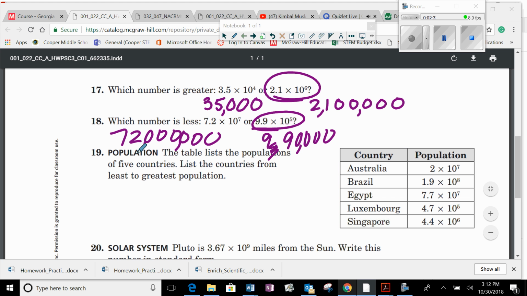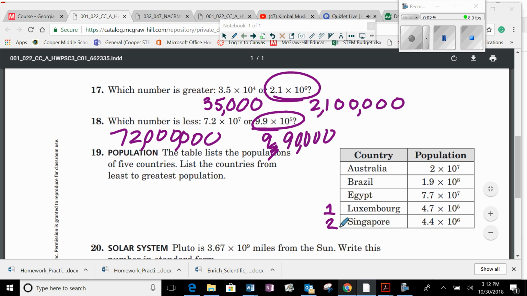Okay? For number 19, it says list the populations in order from least to greatest. So just looking at these numbers, for the most part, we can just look at the exponents. What is the least or the smallest country based on population? Luxembourg is the smallest, so I'm going to just put a number 1. What's the next smallest country? Singapore, right, because that has a 6.